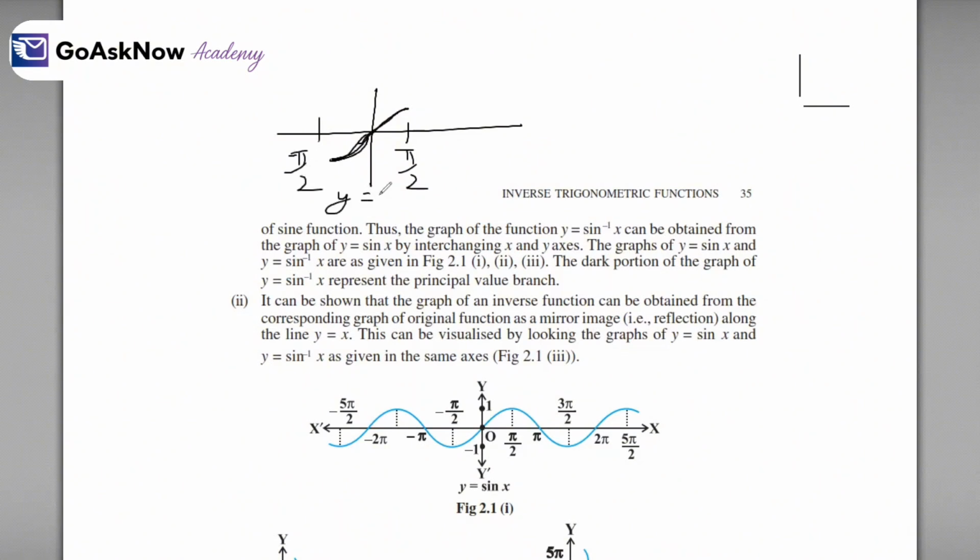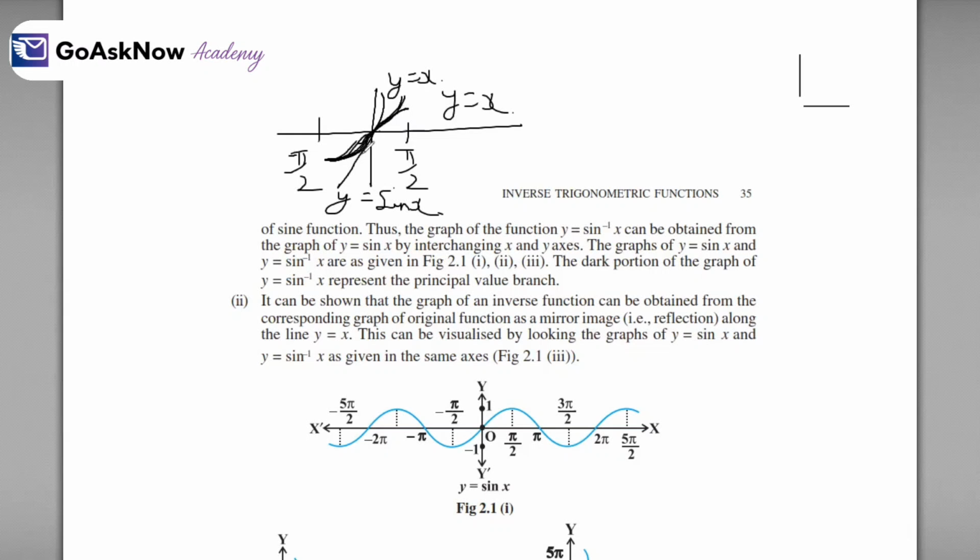This is your y equal to sine x, but you have to find the inverse function graph. So remember that the line y equal to x will be like this. The graph of y equal to x is above your sine x graph, because it has more slope than your sine x. So if you take the mirror image of this about this axis, how will you get the graph? You will get it like this.